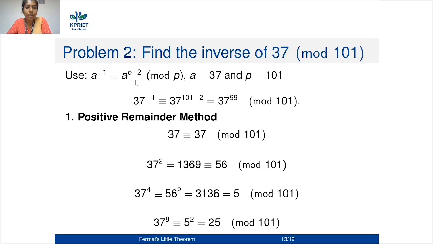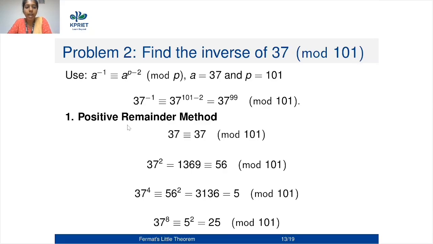So according to this theorem, I can rewrite the expression as 37 inverse is congruent to 37 power 101 minus 2, which is equivalent to 37 power 99 mod 101. Now, I want to find the remainder of 37 power 99 with modulo 101. So the remainder of this expression will be the inverse of 37 modulo 101. And to find the inverse, we are going to have two different methods, as in the previous problem.